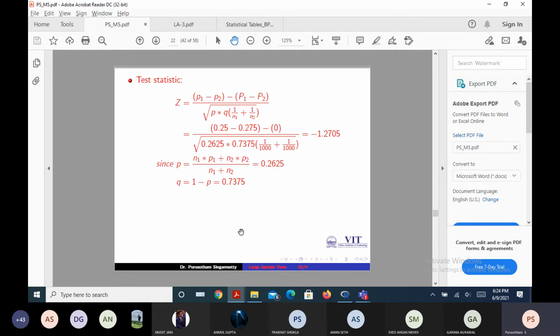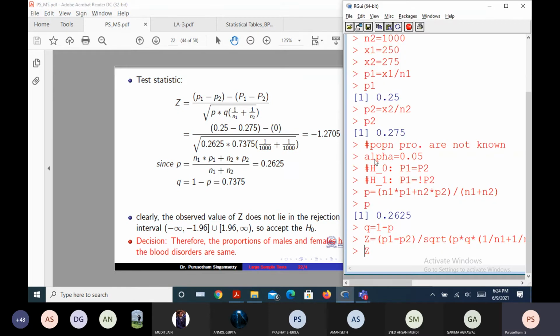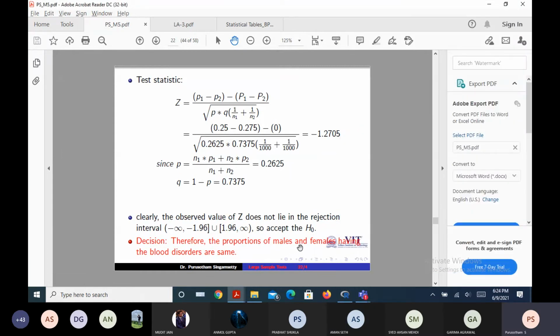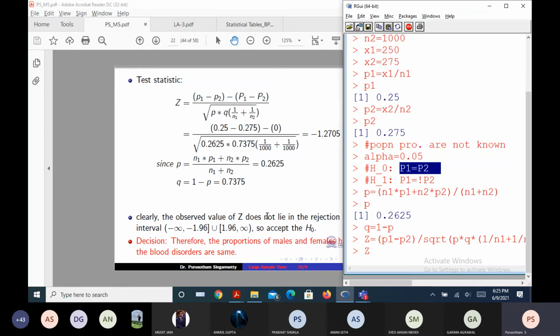When you accept the null hypothesis, what is the null hypothesis that you considered? The proportion of males and females having the blood disorder is equal, right? Yes, sir. So that is the decision. Therefore, the proportion of males and females having the blood disorder is the same, right? Yes, sir. Now, this conclusion and decision making, you cannot get from the R program. You need to write it on your own. Okay.